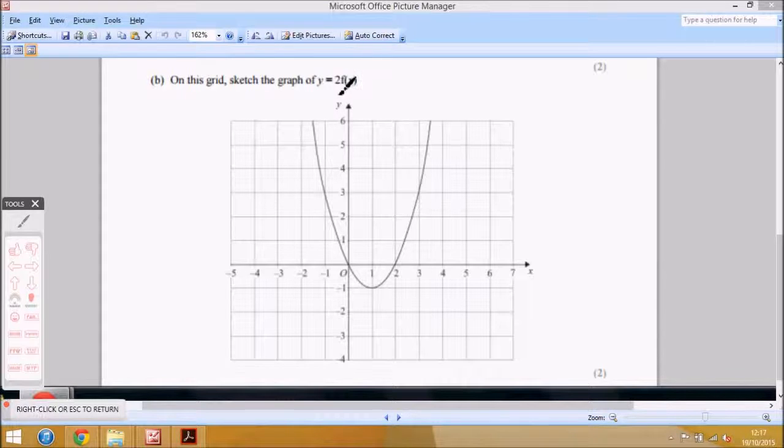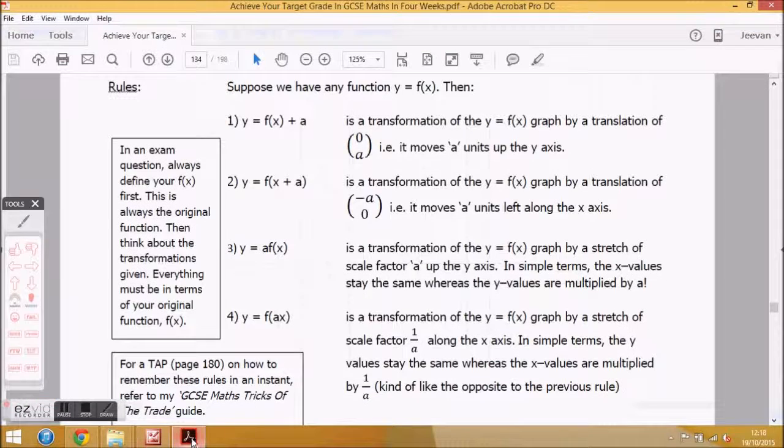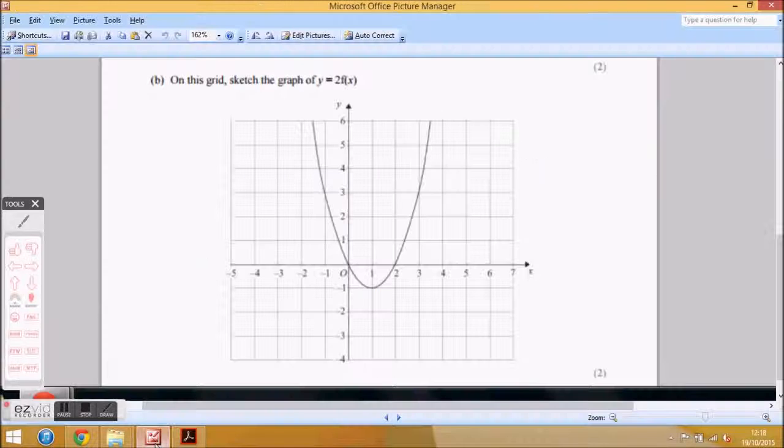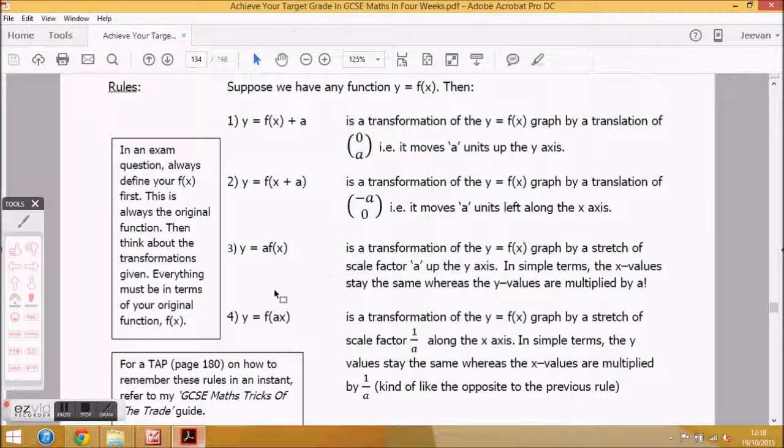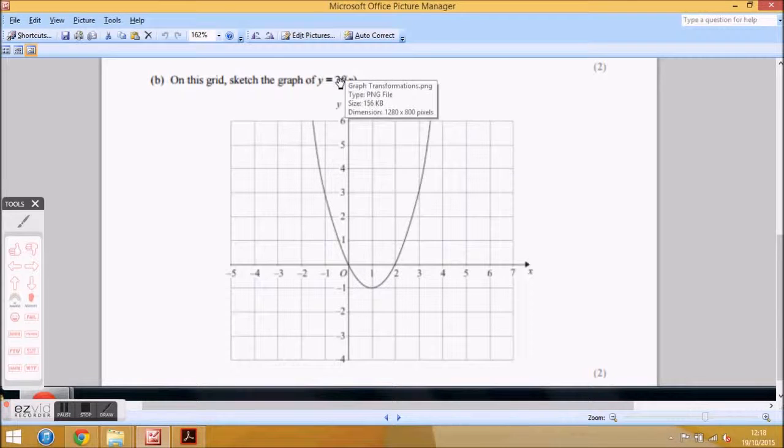And if you notice here, the actual change, the value, is outside the f(x) now. So if you go back to our four rules, the changes outside of f(x) only affect the y values. So we have y is equal to 2f(x). This is rule number 3, because it's identical with a is equal to 2 in this case. A is 2, that value in front of the f(x).